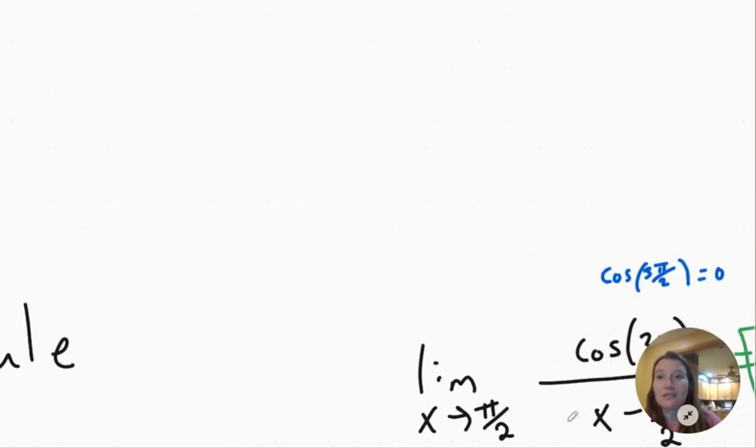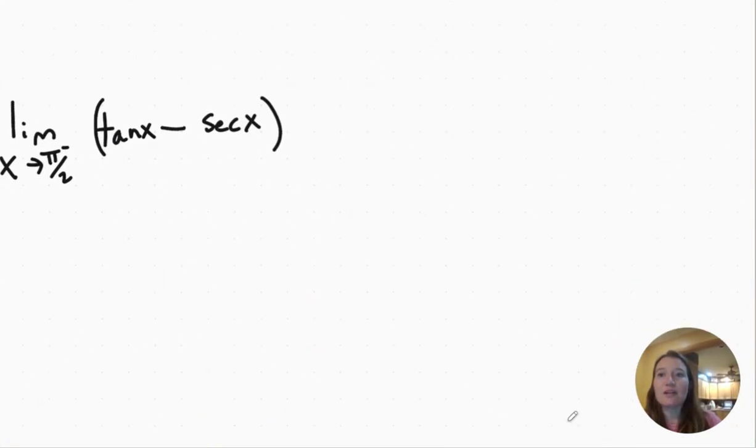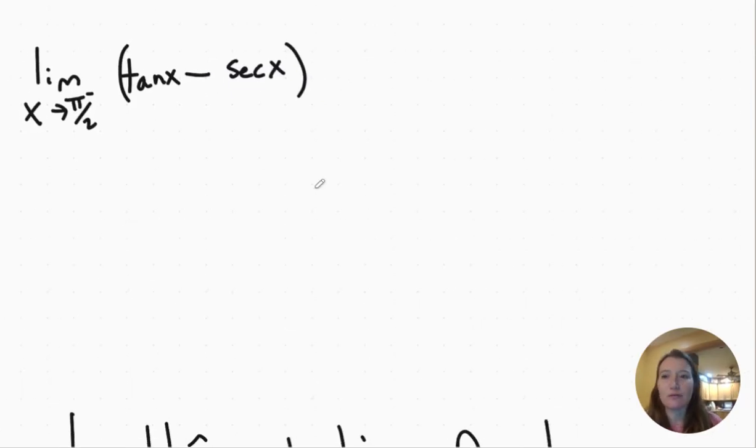But you'll notice that sometimes we get other indeterminate forms. This is a case of having another indeterminate form. If I try to plug in here, the limit as x goes to pi halves from the left of tangent minus secant. Tangent of pi halves is infinity. Secant of pi halves is infinity, and I get infinity minus infinity. This is another indeterminate form. Do they cancel out? Is there something left over? Is one infinity bigger than the other?